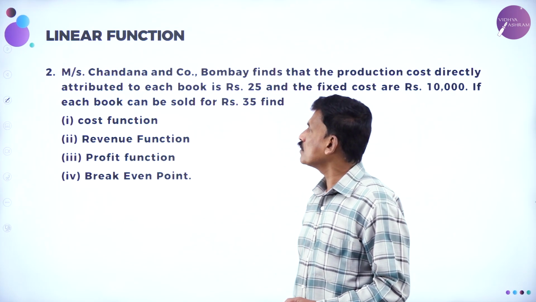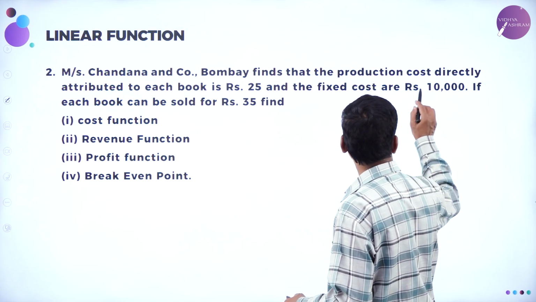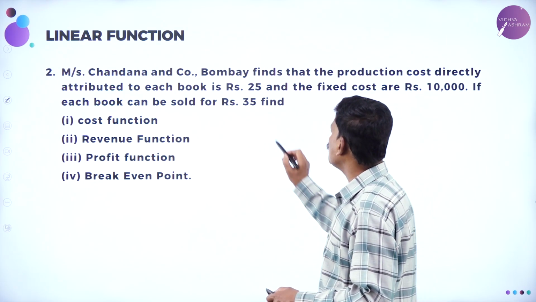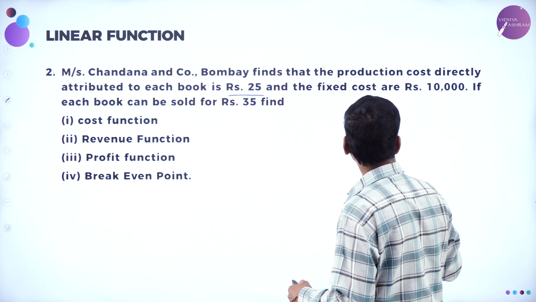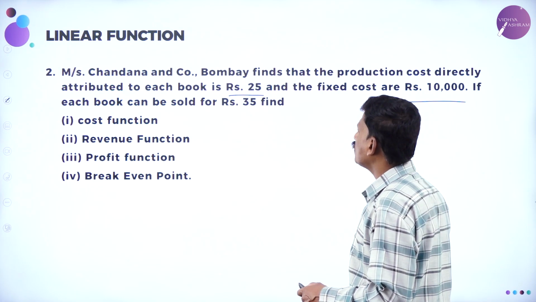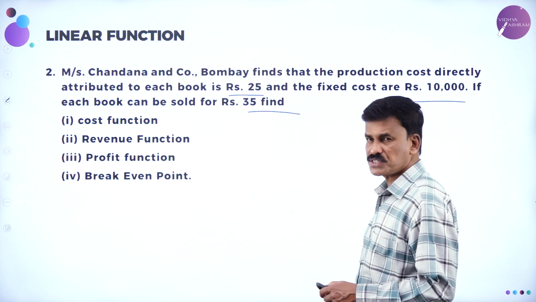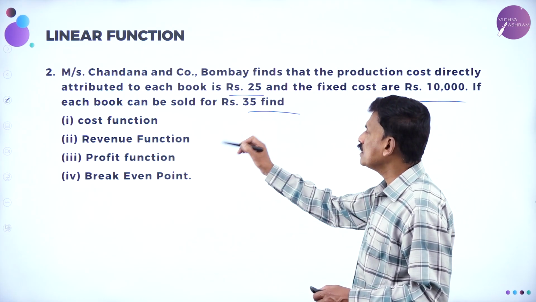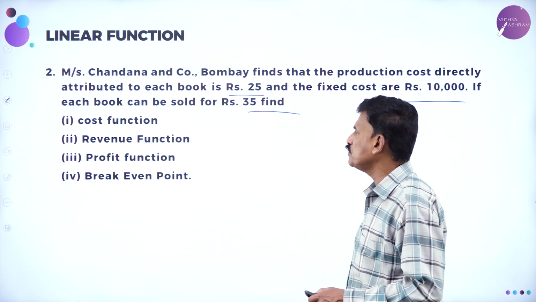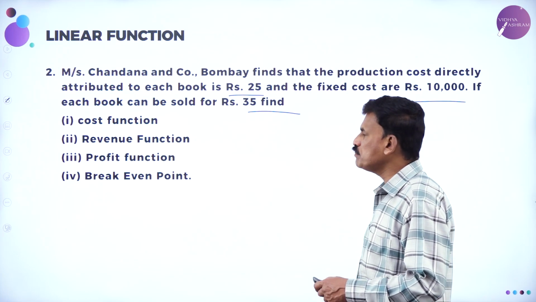Let's come to the next problem. MS Chand and Co. Bombay finds that the production cost directly attributed to each book is rupees 25 and the fixed cost is rupees 10,000. If each book can be sold for rupees 35, find the cost function. First the cost function is to be determined, then the revenue function, profit function and break even point BEP.